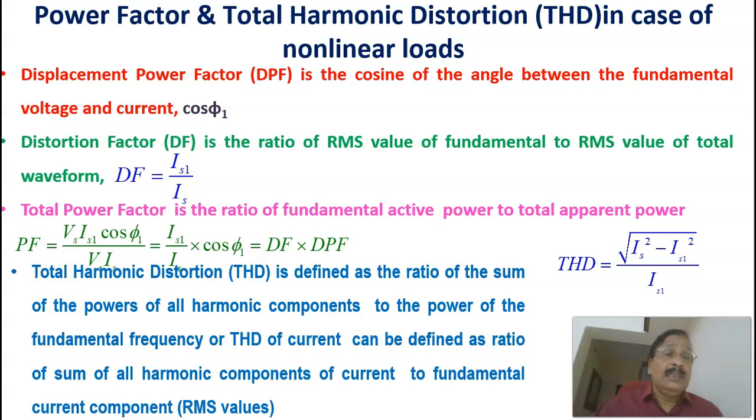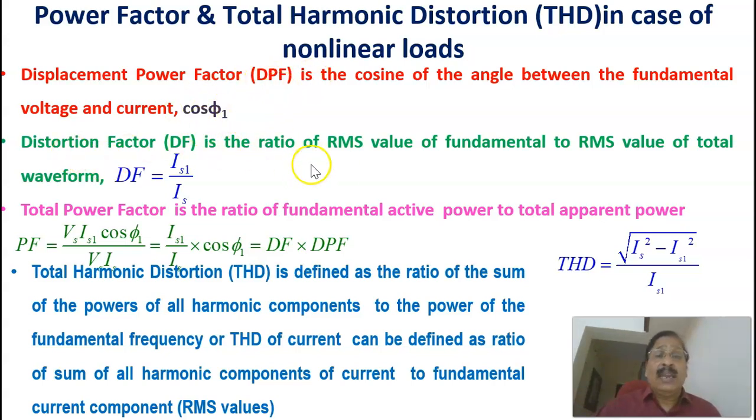In this part, we will define different parameters like displacement power factor, distortion factor, power factor, and total harmonic distortion, THD. Now, displacement power factor is the cosine of the angle between the fundamental voltage and fundamental current. That we have already seen. Phi 1 we calculated in the previous slide: phi 1 equal to tan inverse a1 by b1, which we calculated to be equal to minus alpha in this case. Therefore, the displacement power factor, which is the cosine of the angle between the fundamental voltage and fundamental current, is equal to cos phi 1, that is DPF.